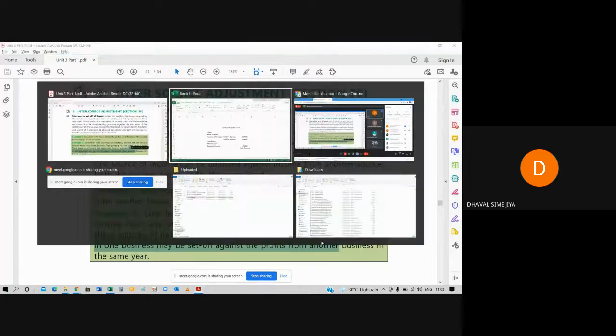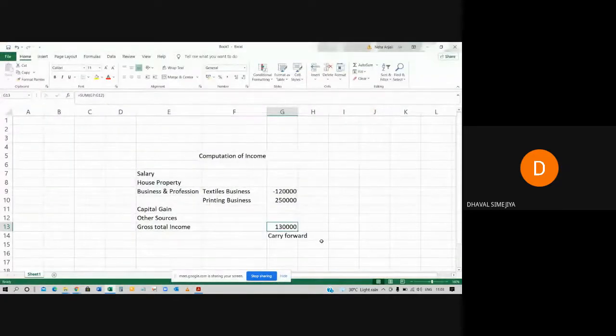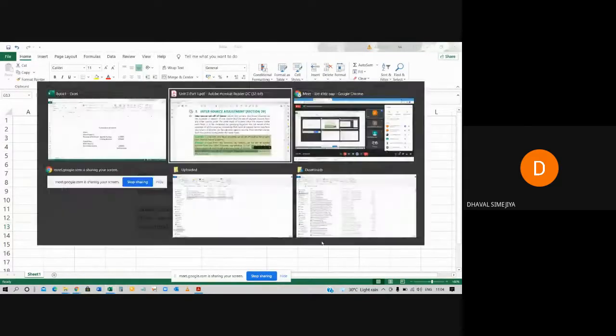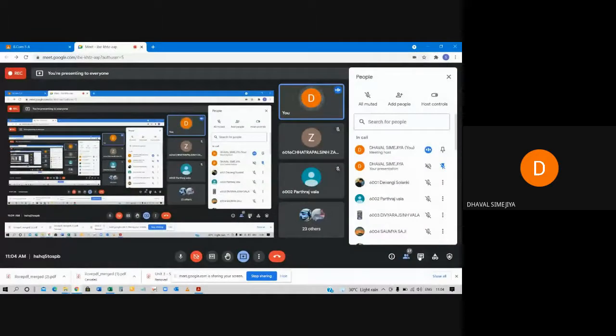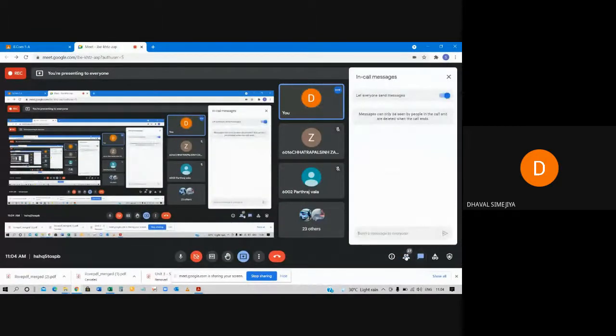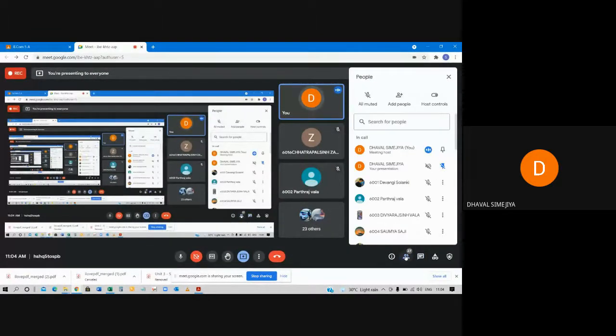Chalo, is it clear till this point? What you are going to learn: set off and carry forward of losses from inter-source, from inter-head, and carry forward of losses. We learned how to set off loss inter-source. Loss from one source to another source, but same head. Chalo, is it clear?